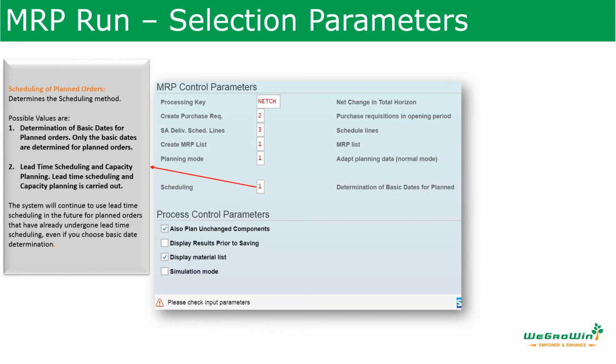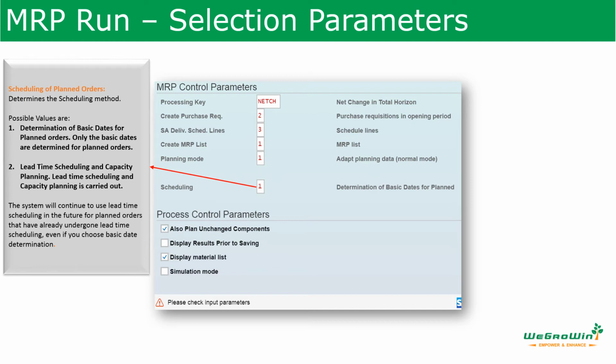And then the scheduling of the planned orders. How the planned orders have to be scheduled. For example, planned orders have to be determined based on the basic dates, which means these basic dates are coming from the material master. Or lead time scheduling and parameters, where it has to happen. Based on that, how the capacity planning has to happen.